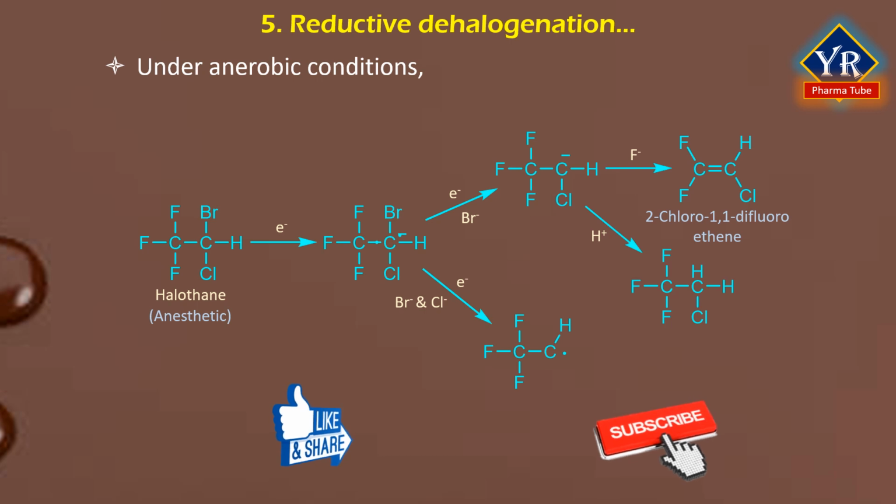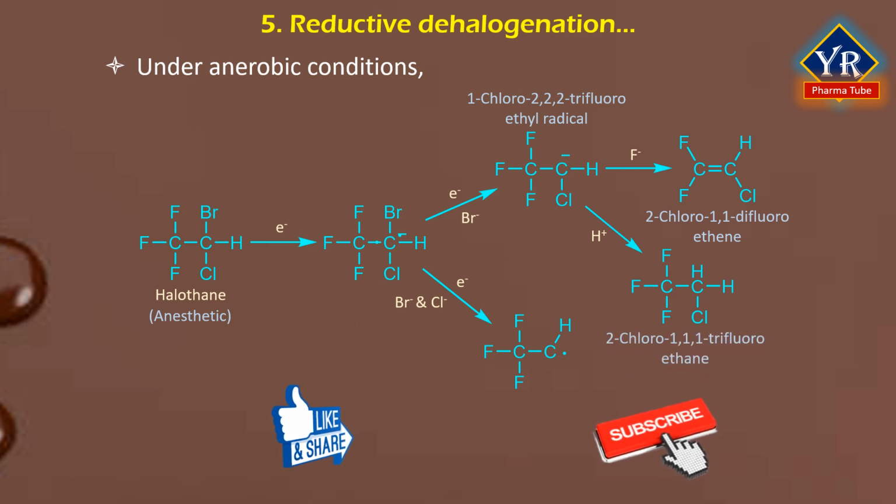The intermediate product, 1-chloro-2,2,2-trifluoroethyl radical, however, is either further reduced to 2-chloro-1,1,1-trifluoroethane or covalently binds with hepatocytes, resulting in hepatitis. It is to be noted that halothane may also undergo oxidative dehalogenation by a different mechanism.